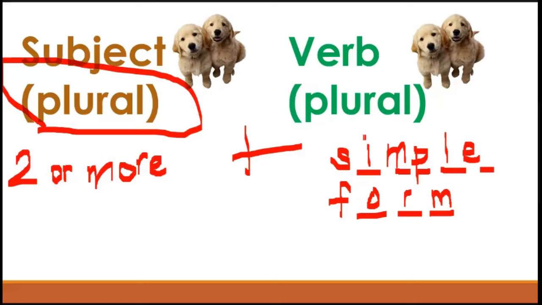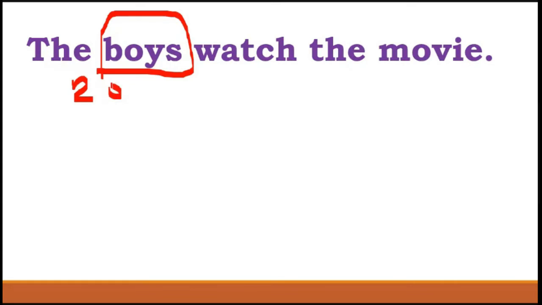So, mas gusto natin yung simple form kapag plural ang pinag-uusapan. Okay po? Okay, example. Simple form. Okay, the boys watch the movie. What is our subject in this sentence? Boys. Okay, boys. How many boys are we talking about? More than two. Okay, we do not know yung exact number, but pag sinabi nating boys, it could be two or more.